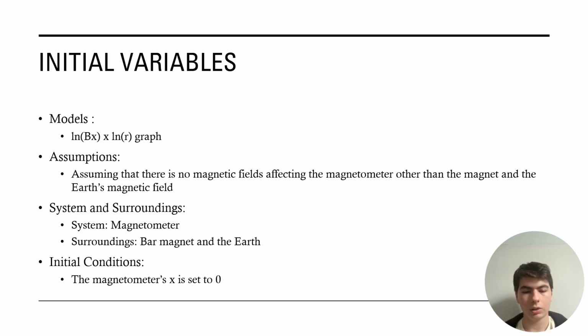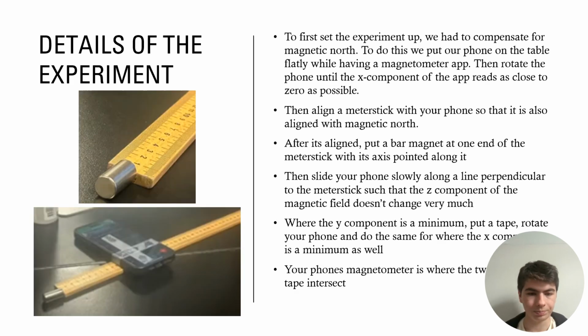The system and the surroundings: our system was the magnetometer, the surroundings were the bar magnet and the Earth, and anything else that's just sort of interfering and is there. The initial condition we had was just that the magnetometer's axis set is equal to 0.